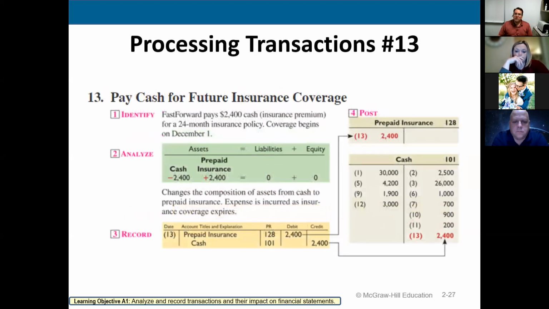A couple more, we're almost done here. Here we pay $2,400 cash for insurance coverage for the next 24 months. So our cash is going to decrease and our prepaid insurance asset is going to increase. And so we know that an asset increasing is a debit and then another asset decreasing is our credit.